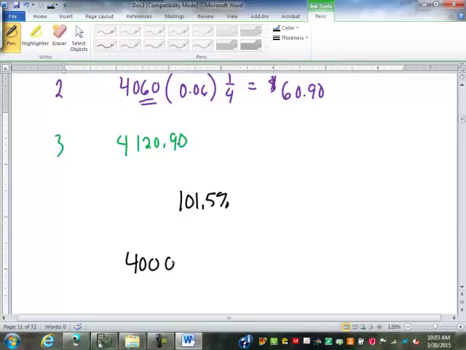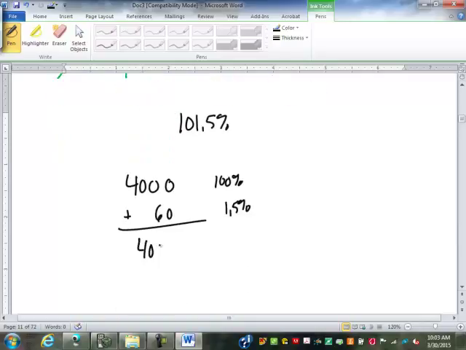Let's say the first quarter we took the $4,000, right? That's 100%. To it, we're going to add $60. That's the 1.5% interest. At the end of that first quarter, we have $4,060, which is 101.5% of what we started with. Why is it 1.5%? 6% divided by 4 quarters.